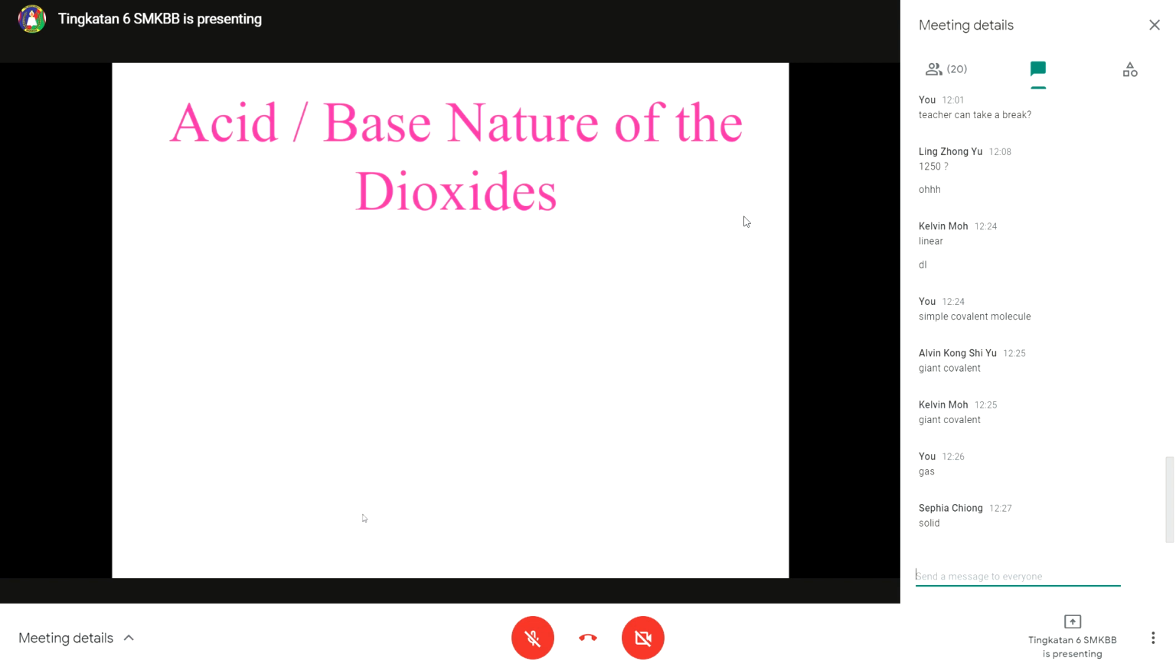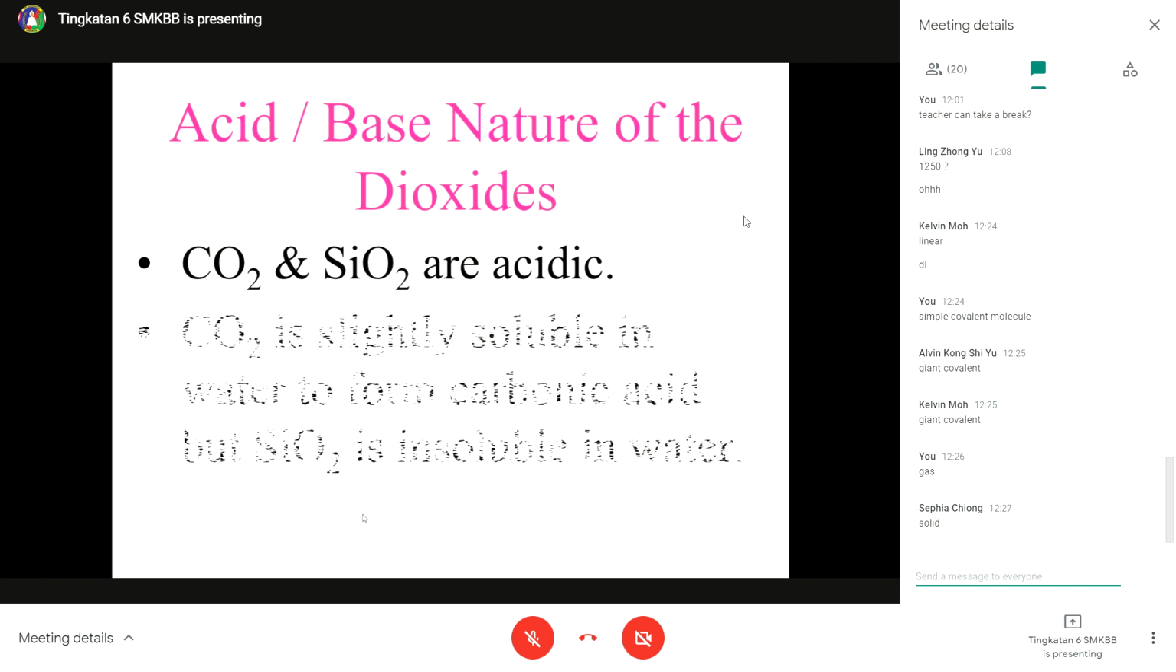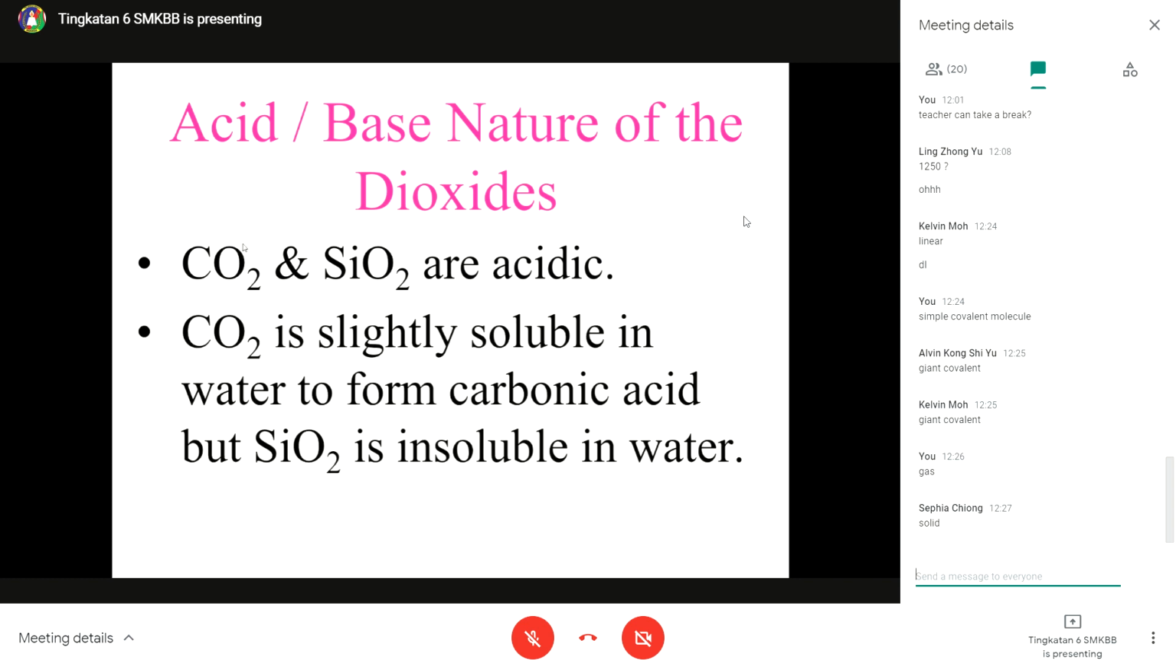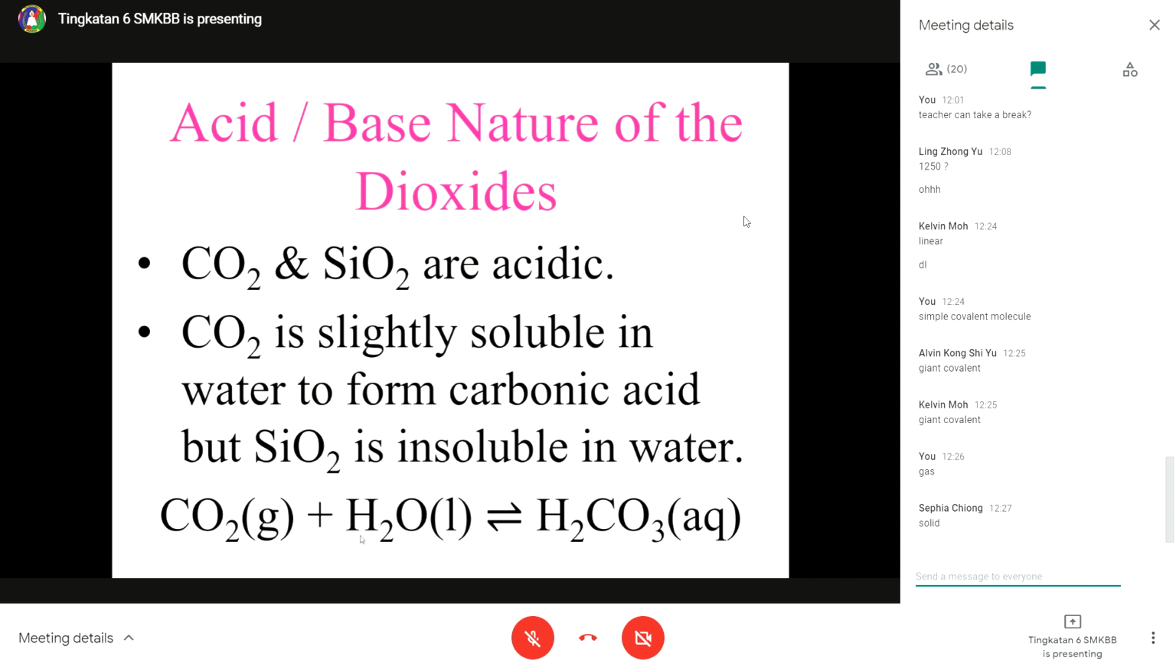Okay, the last part. Are they acidic? Are they basic? Are they amphoteric? Of course, CO2 and SiO2 are both acidic. In fact, CO2 is slightly soluble in water, forming carbonic acid, so this one is very obviously acidic. But of course, for SiO2 you cannot prove that it forms an acidic solution because it is insoluble in water. I mean the CO2 dissolves in water, isn't it? You bubble it into water, then you get a very weak acid, carbonic acid.